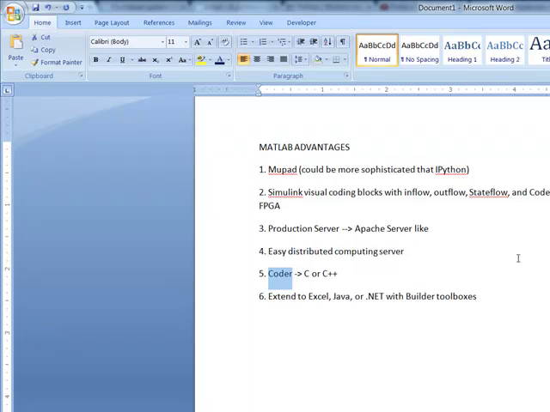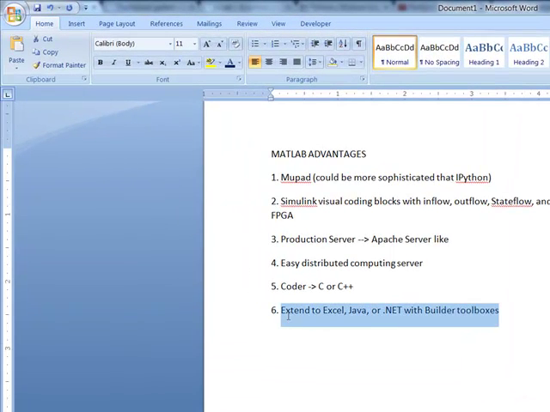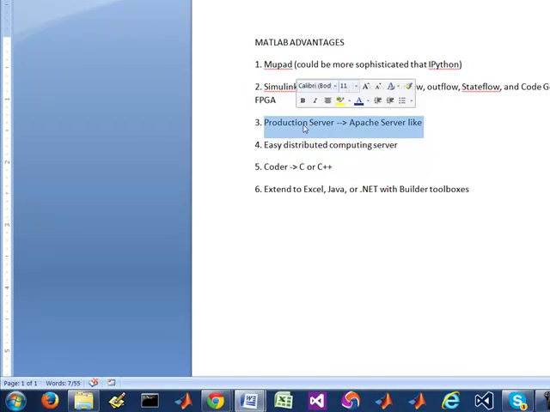And then of course, being able to extend your trading scripts into Excel, Java, or .NET with the builder toolboxes, be it Builder EX, Builder JA, or Builder NE. I've gone on and on about these. These are really good, but now come better tools like the production server. Of course, these two other ones make a huge difference.